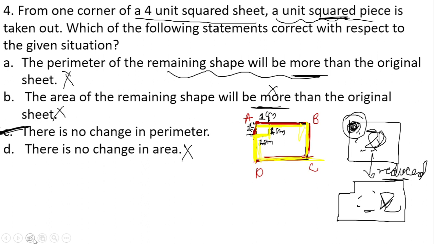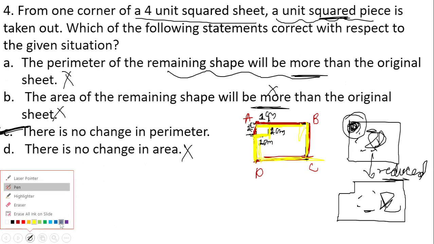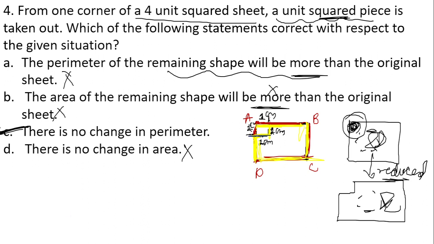Just a minute, please. If we look at this part, this is part of 1 centimeter. This is again a part of 1 centimeter. If we look at this also dimension, this is also 1 centimeter. This is also 1 centimeter.